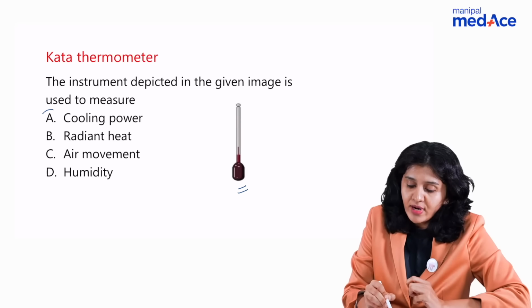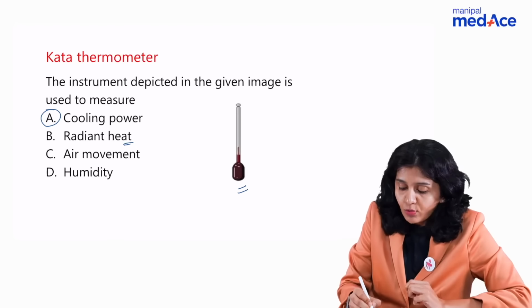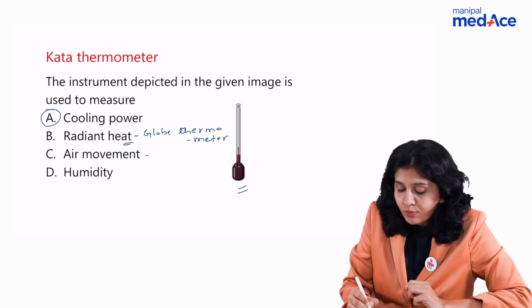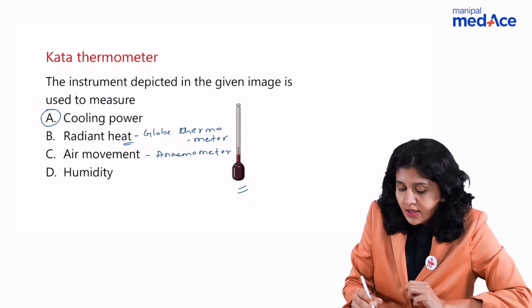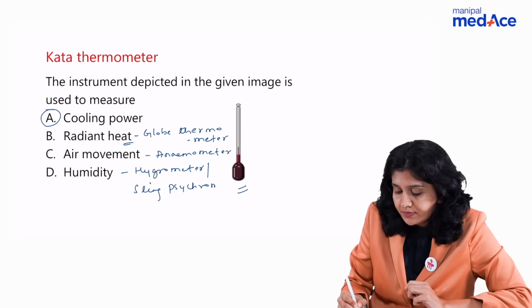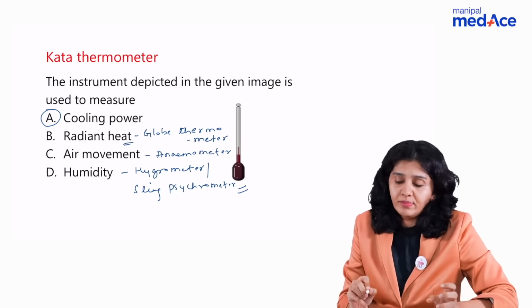correct? So I hope you have marked this correctly. We have discussed this. Radiant heat is measured by globe thermometer. Air movement is anemometer, right? And humidity is hygrometer or sling psychrometer. So this is Kata thermometer and it is used to measure cooling power. That is the correct answer.